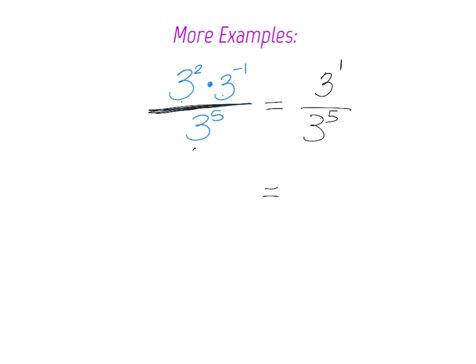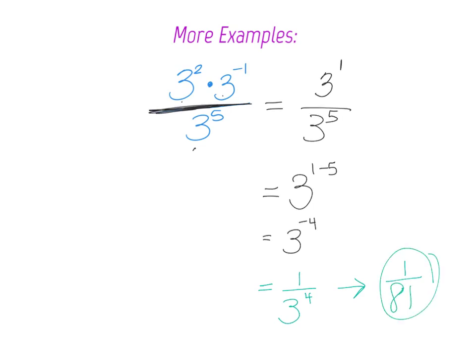And now we do the law that we learned yesterday. So we're dividing powers of the same base, so we subtract the exponents starting with the numerator, 1 minus 5, which gives us 3 to the negative 4. And then we want to do the negative exponent law, which sends that to the denominator. And then we just evaluate that for the final answer of 1 over 81.